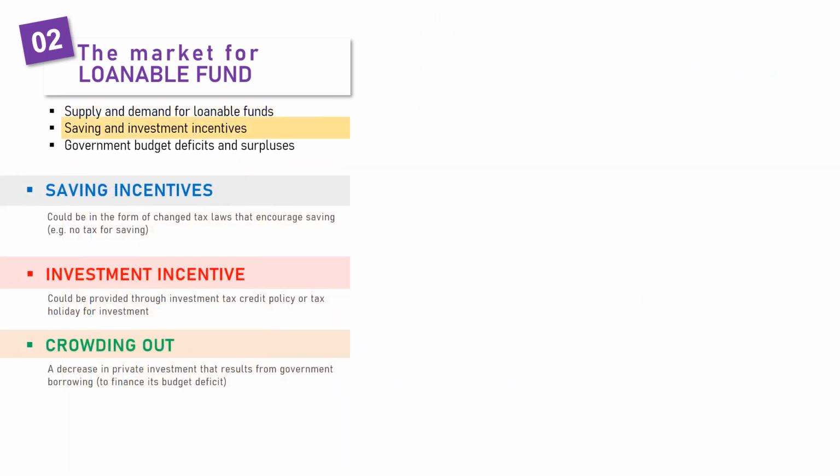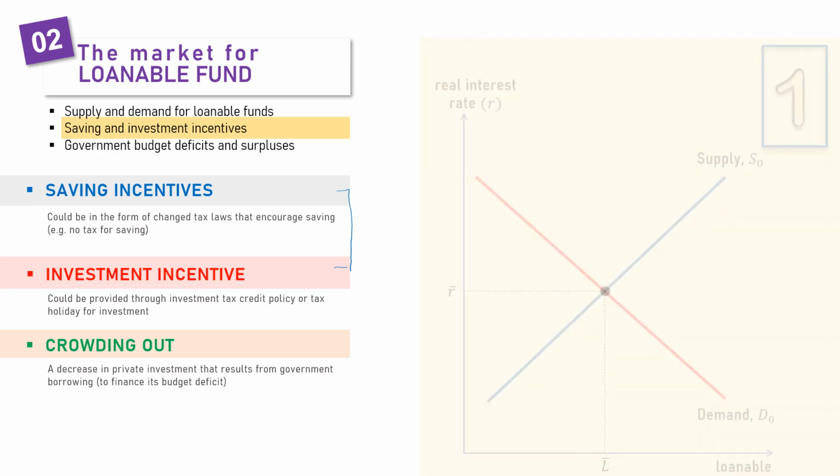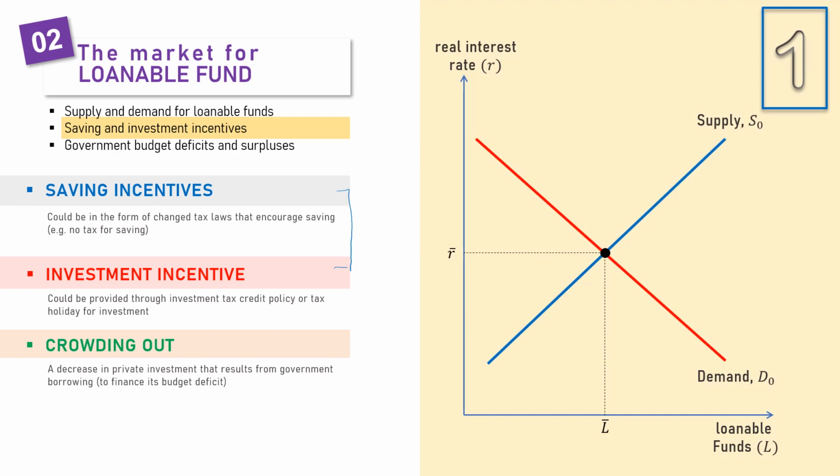Let's now talk about saving and investment incentives. So as you may easily read here, this is how the incentives are given for saving and investment. And we'll be talking about crowding out later. Now let's get back to this diagram showing the interaction between supply of loanable funds and demand for loanable funds. And here is the initial equilibrium level for interest rate and loanable funds.